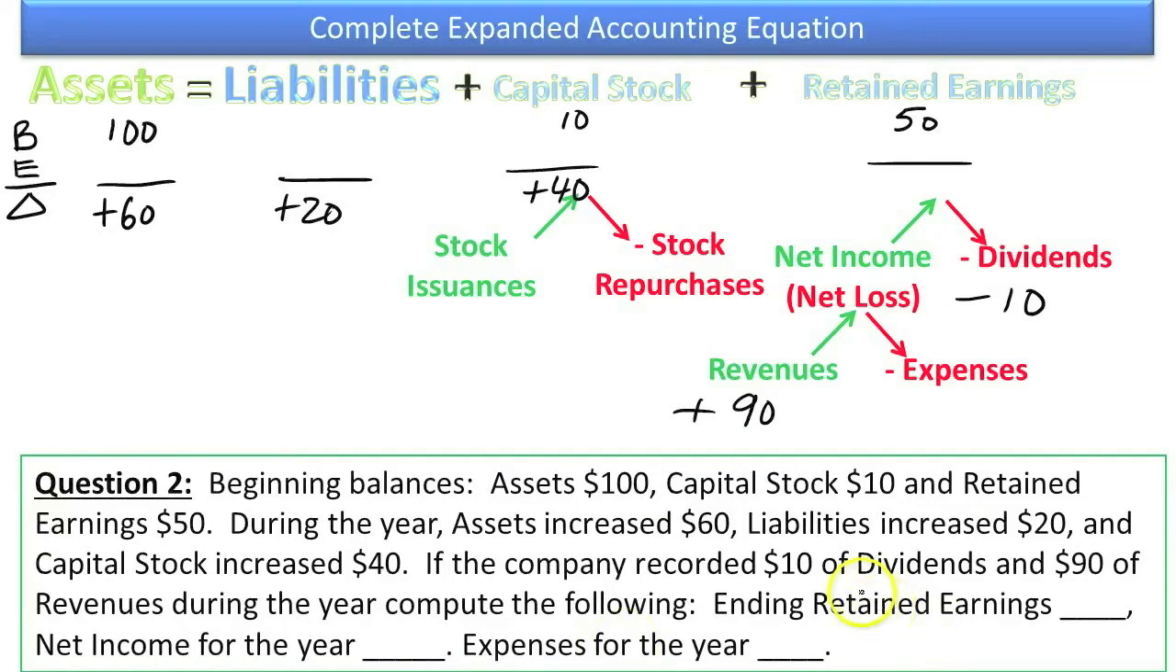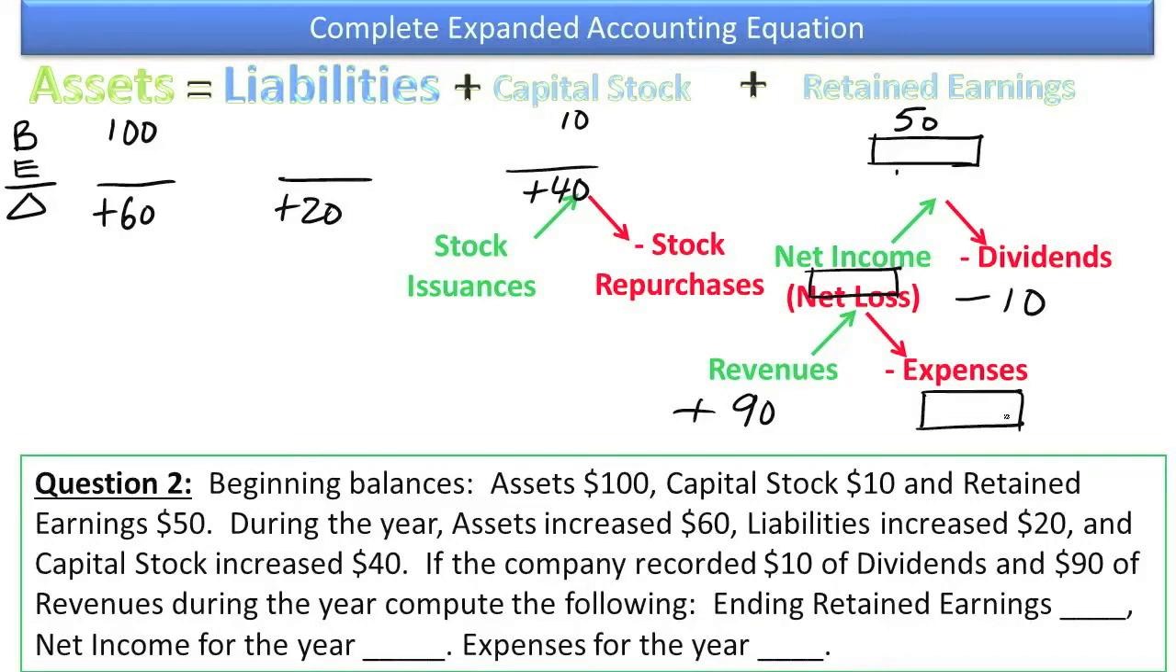Ending retained earnings. So we are looking for that piece of information right there. Net income, we are looking for this piece of information right there. And expenses, that piece of information right there. So I'm only going to put a box for the missing information.